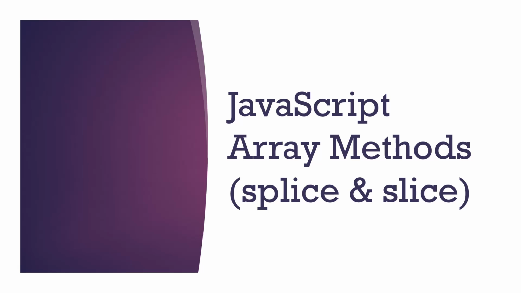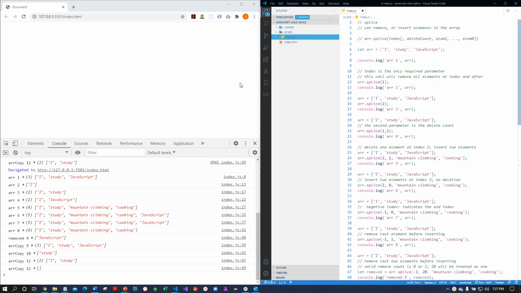This time we're going to look at the array methods, splice and slice. Starting with the well-named splice method, which can remove or insert elements in an array. If you think about splicing a wire, you are either removing a segment of wire or adding to it. Splice does the same thing, except to an array.